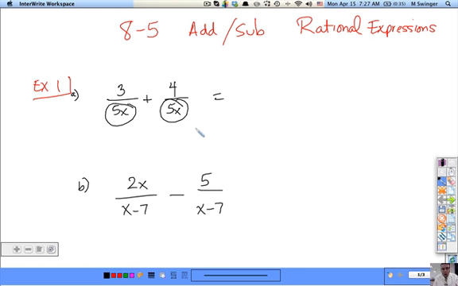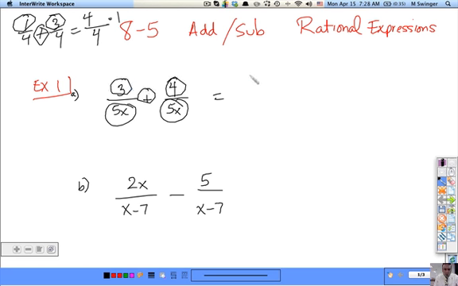Now, if you remember this from grade school or not, 1/4 plus 3/4, you keep the same denominator and you add the top. 1 plus 3, 4/4, which equals 1 whole. Same thing here. We have the same denominator, so we're just going to add the top. 3 plus 4, 7 over the same denominator. A lot of people want to say that's 10x. No, you keep it the same. 5x, 5x, 5x.